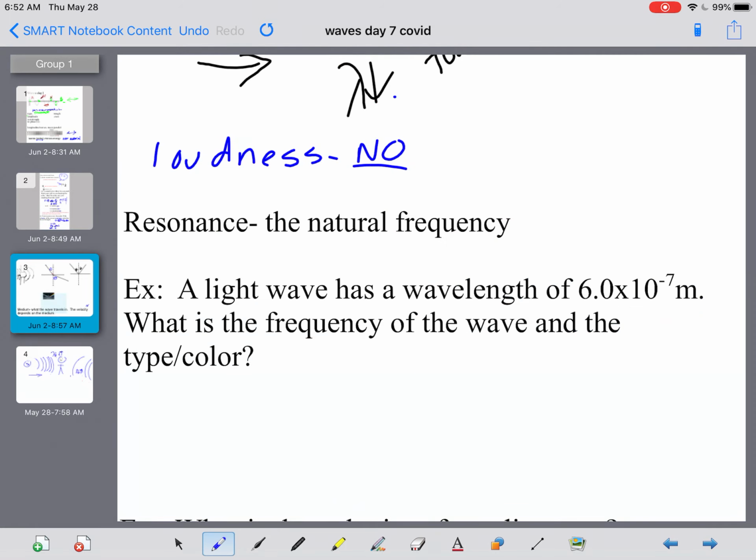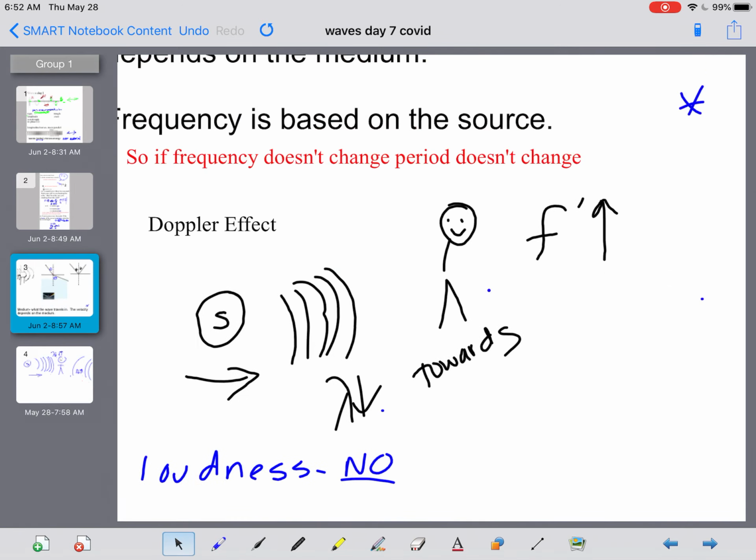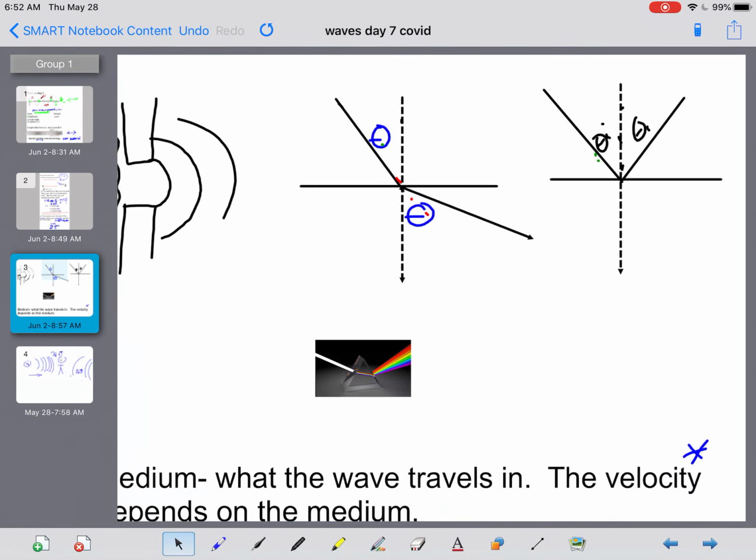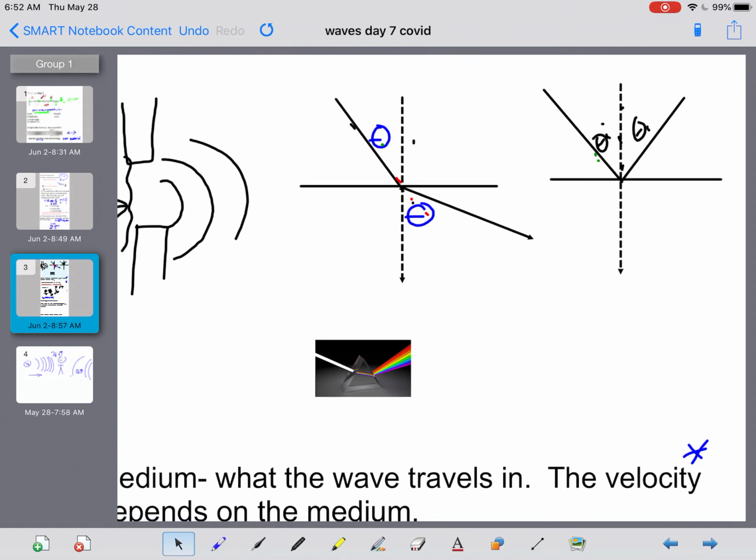Okay, the next one I want you to try. I got all these lovely drawings. I have a wave coming in, and it's bending. So write down what that is. Write down what the second one is, the third one, and this beautiful drawing of a prism. Okay, we've got the first one is going to be diffraction.